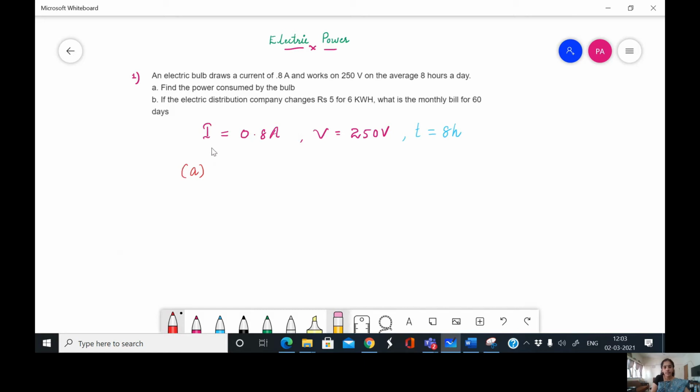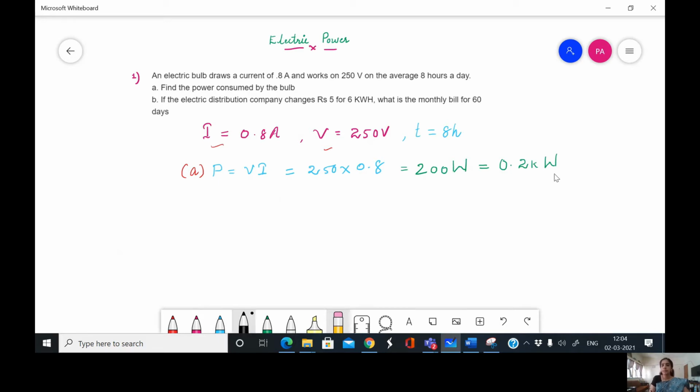So for finding power here, if you see, current is given, voltage is also given. So we can find the power of the appliance using the relation P is equal to VI. So we get V is 250 and I is 0.8. So the answer comes 200 watt, or if we convert to kilowatt, you divide it by 1000. Okay, 200 by 1000. So the answer comes 0.2 kilowatt hour. Sorry, not hour. By mistake, I said kilowatt hour. It is kilowatt. 0.2 kilowatt. This is the power of this bulb.